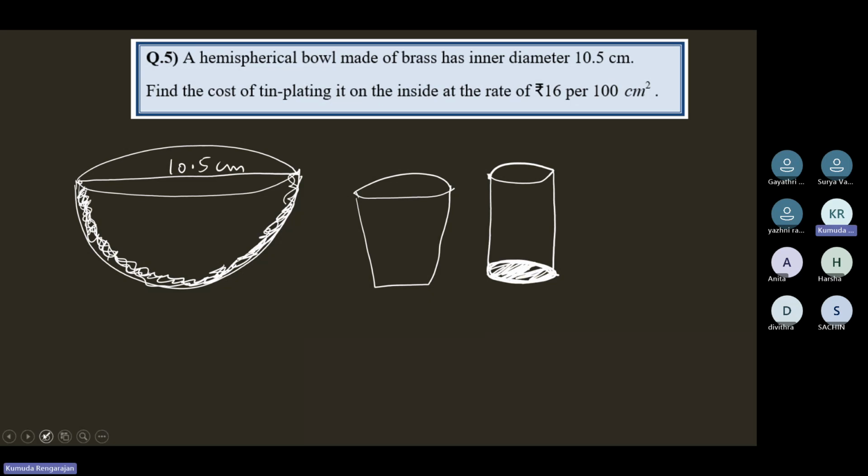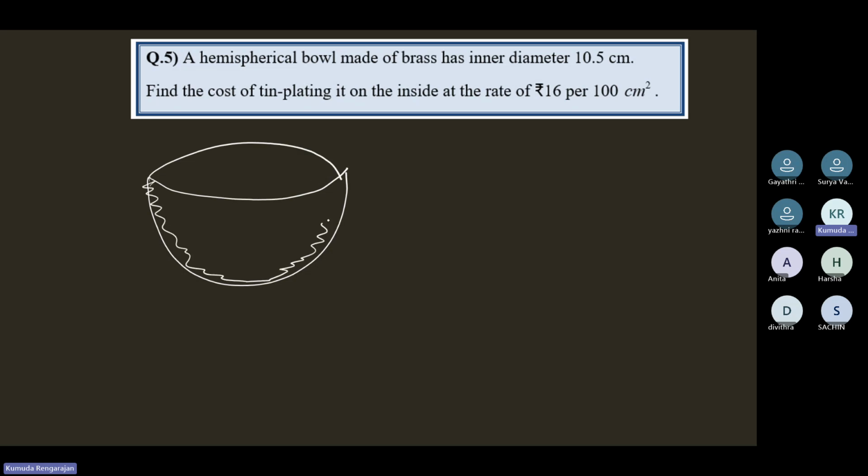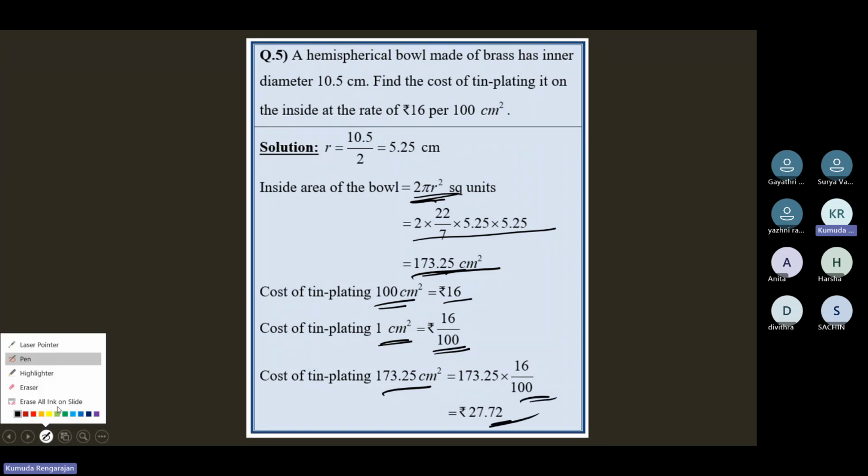Similarly, this hemispherical bowl, it's open at the top. The mouth is open. So where will you tin plate? You'll tin plate here. Only the CSA you'll have to tin plate. So find the curved surface area, 2 pi r square. Find the inside area of the bowl, 2 pi r square. Then for 100 centimeter square, 16 rupees. 1 centimeter square, 16 by 100. So for this area, it will be multiplied by 16 by 100, which is 27.72.